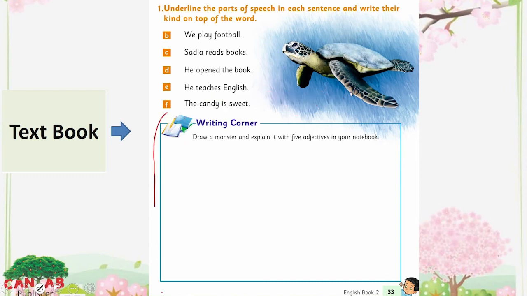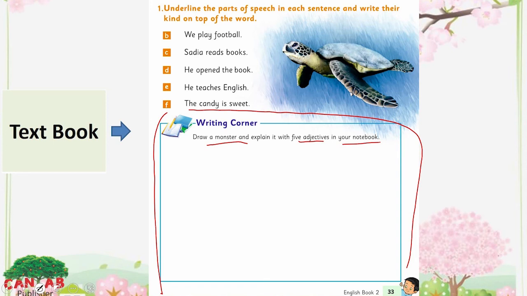This is your writing corner. It's an activity for you. Draw a monster and explain it with 5 adjectives in your notebook. आपने कोई भी monster यहाँ पर draw करना है, किसी भी witch की आप पिक्चर बना सकते हैं, घोस्ट की, या कोई और monster आप बना दें, कोई भी कार्टून कैरेक्टर जो कि थोड़ा सा हॉरेबल हो, दिखने में खौफनाक हो, monster हो, आप उसको ड्रॉ कर दें और उसको 5 एडजेक्टिव्स में डिस्क्राइब करें.